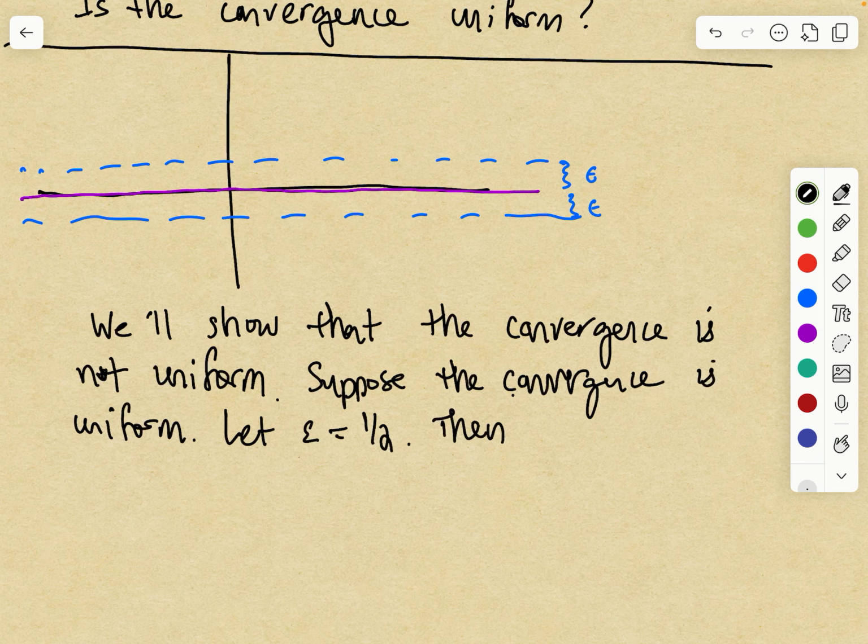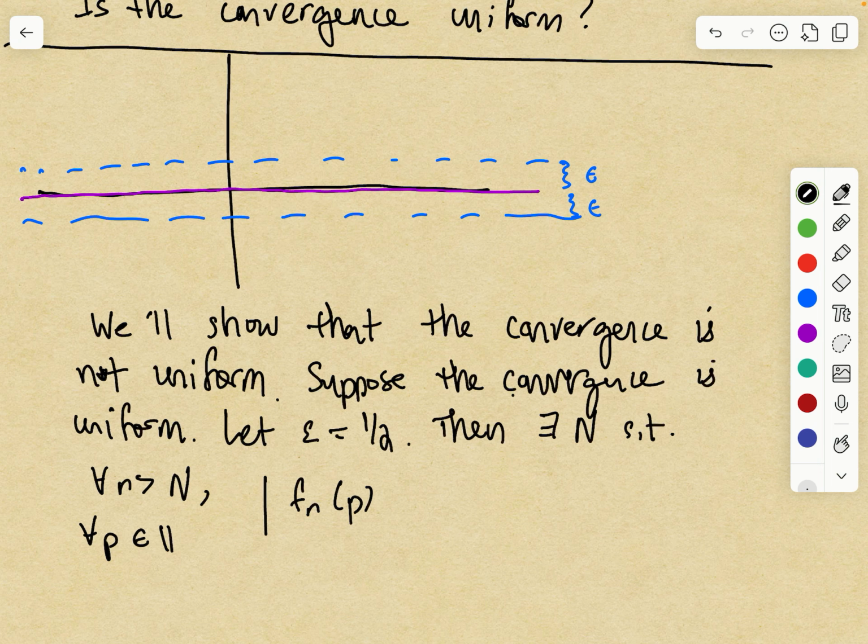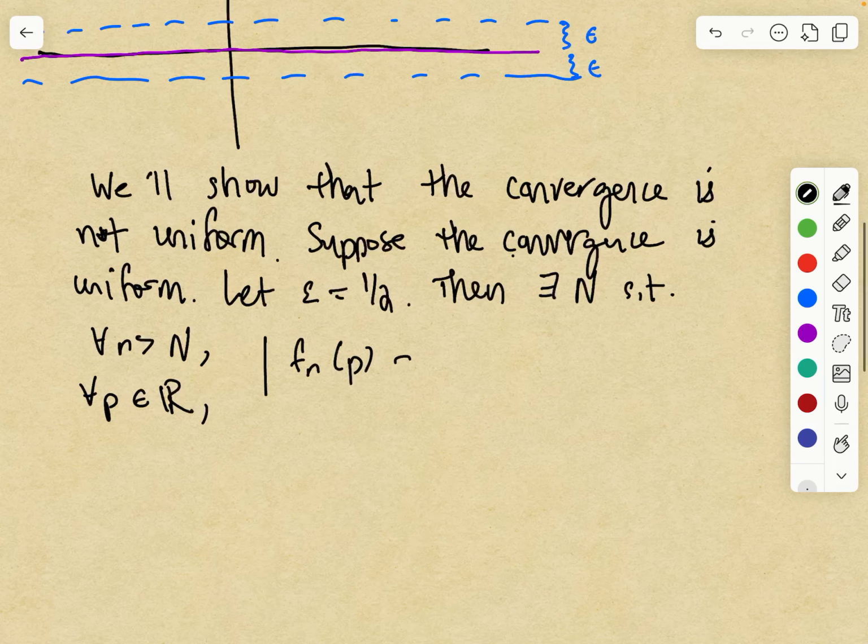Then by the uniform convergence, for every epsilon there is an N such that for all little n greater than capital N, for all x in R, the distance between f sub n of x and f of x is less than epsilon. Since I usually reserve p for elements of an arbitrary metric space, maybe we'll just use x. Whichever letter you want is fine.